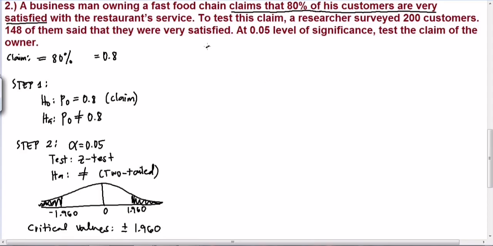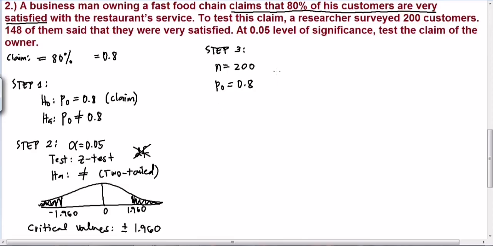Okay? So, let us proceed with step 3. Ayan. So, guys, walang DF to ha. Again, kasi hindi to t-test. Z-test to. So, walang DF. Okay? So, step 3, ihanapin muna natin yung given. So, ang N natin dito, ilan yung customers na sinurvey? 200. Ayan. Tapos, yung P sub 0, yung hypothesized population proportion, ito na siya mismo, 0.8.